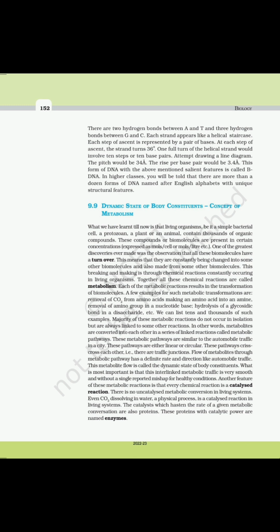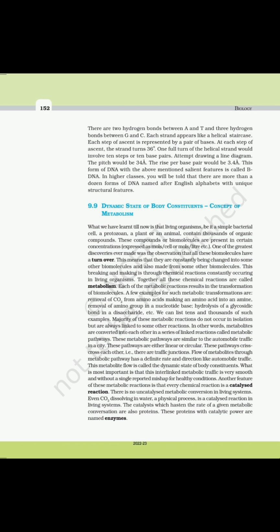Each strand appears like a helical staircase. Each step of ascent is represented by a pair of bases. At each step of ascent, the strand turns 36 degrees. One full turn of the helical strand would involve 10 steps or 10 base pairs. Attempt drawing a line diagram.